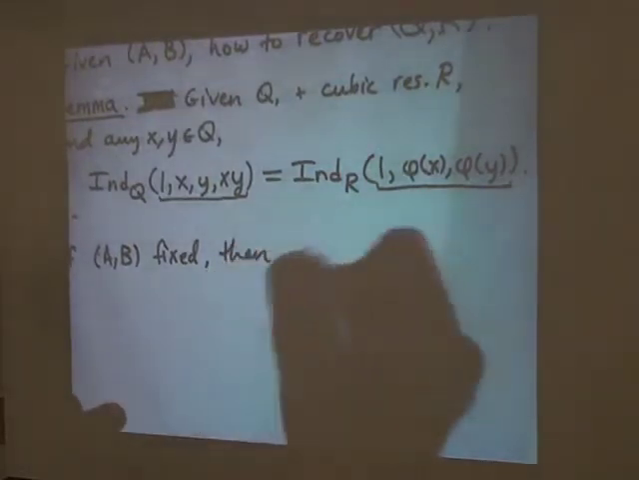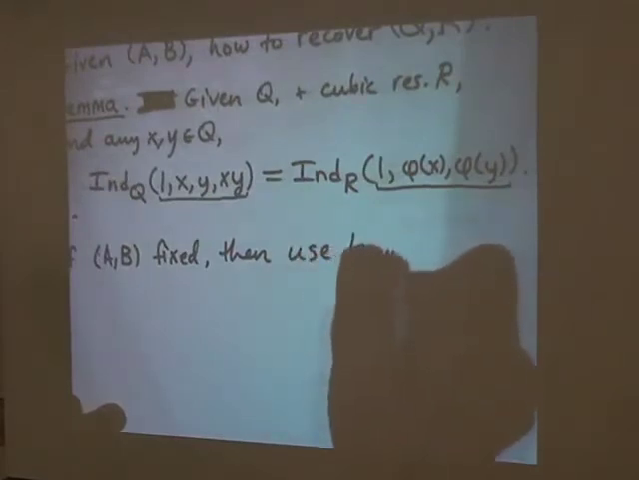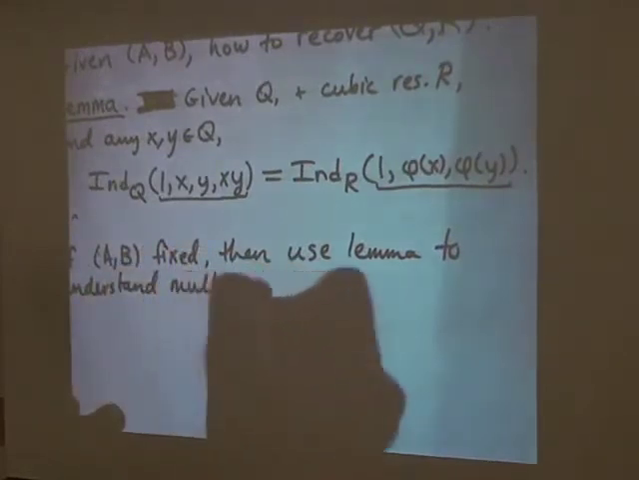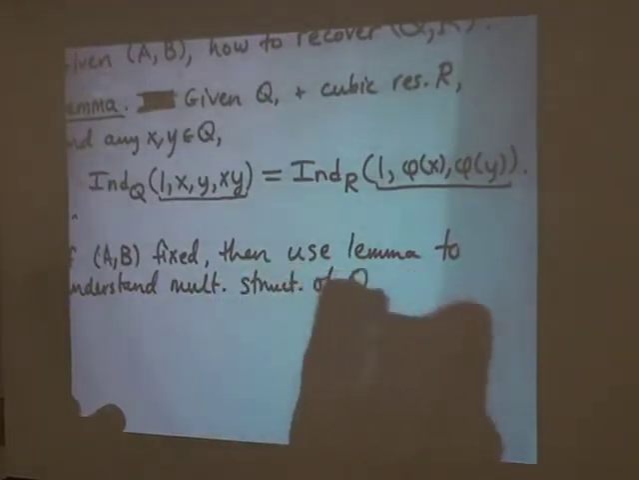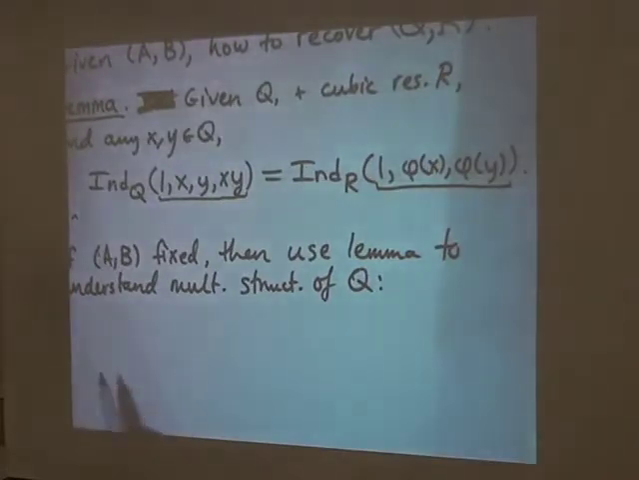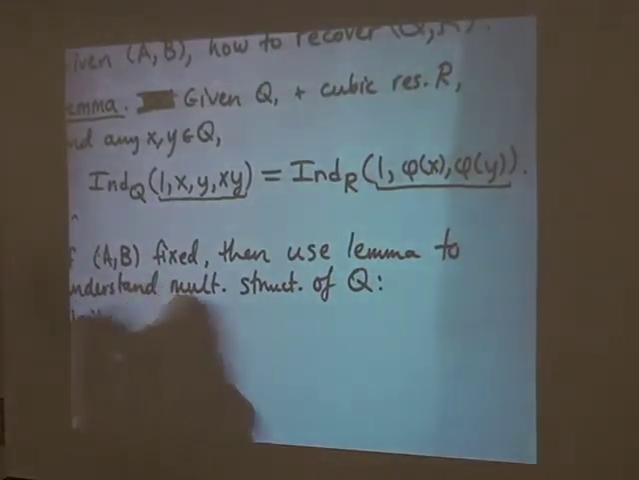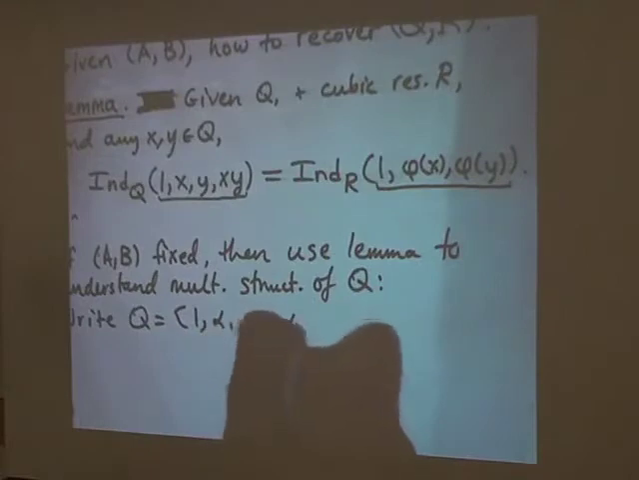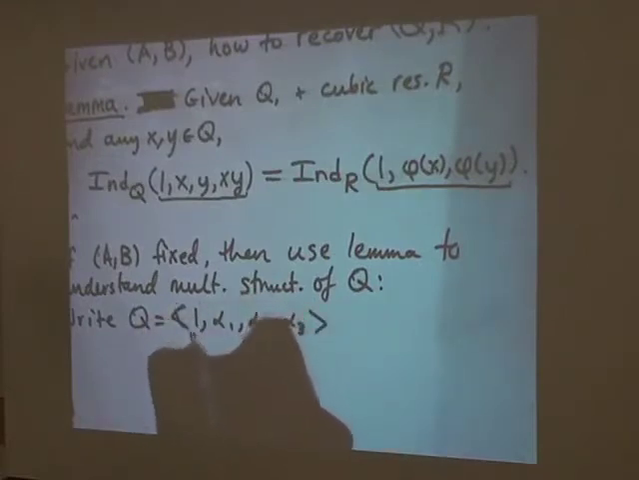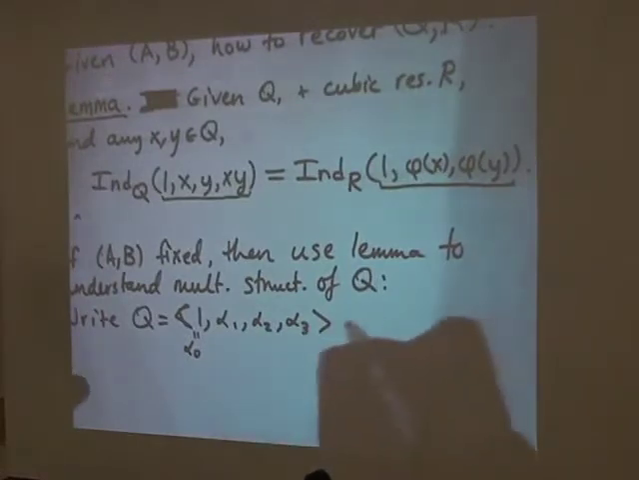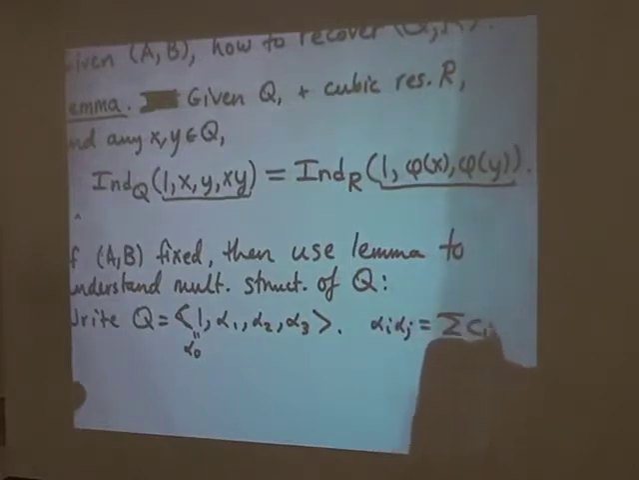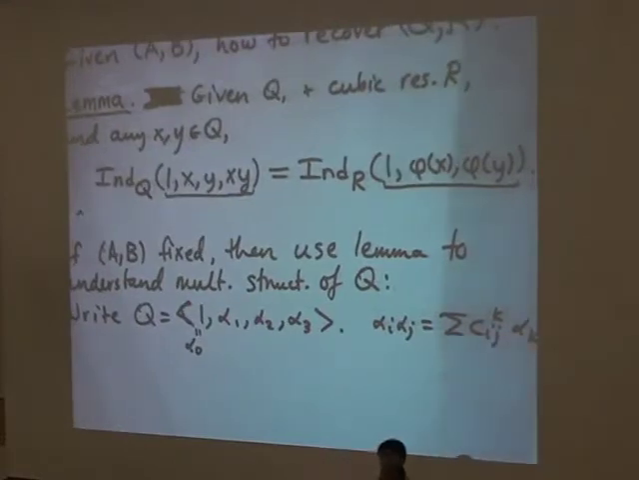then we can use the lemma to understand the multiplicative structure of Q as follows. Say you take a basis for Q: 1, alpha 2, alpha 3. 1 we can write as alpha 0. Then the multiplication table of Q will look something like alpha i times alpha j equals some C_ijk alpha k. Those are the structure coefficients of the multiplication table for Q.